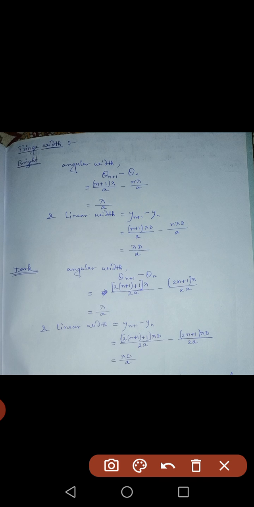This is angular. For linear, with this formula, you can substitute this value, or else with this also you can multiply it with capital D. That will give us the linear width. Okay, so this was all about diffraction.